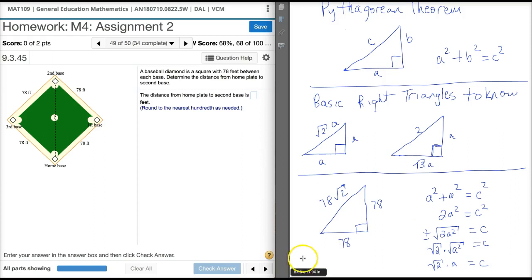And so all we need to do now is just figure out what 78 times square root of 2 is and round that to the nearest hundredth. So we'll go ahead and bring in our graphing calculator here. Let me grab it right quick.